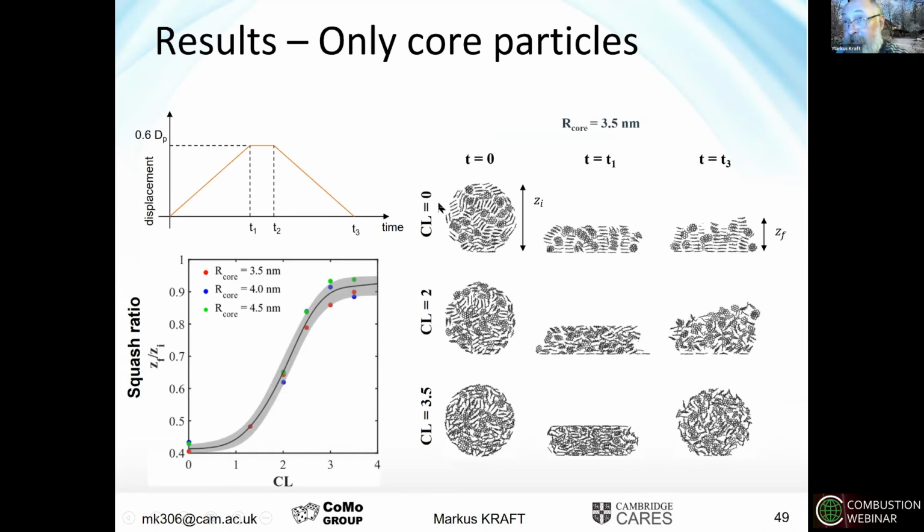Then we performed the indentation experiments, and so you have the displacement up and down, okay. So if you look at the figure here, the radius of the core is 3.5 nanometers, and at time t equals 0, this is what the particle looks like. This is the core only. If you have no crosslinks, you just smash the particles and nothing much happens. If you have 3.5 crosslinks, then you see that the particle has quite some elasticity. It almost regains its shape. And if you have just 2, it's sort of in between.